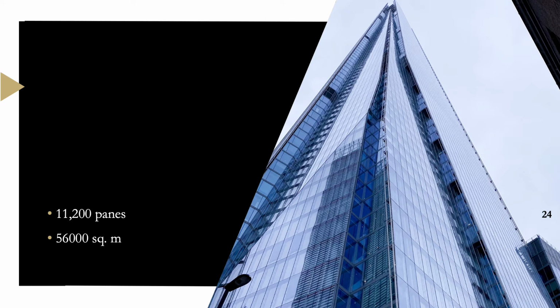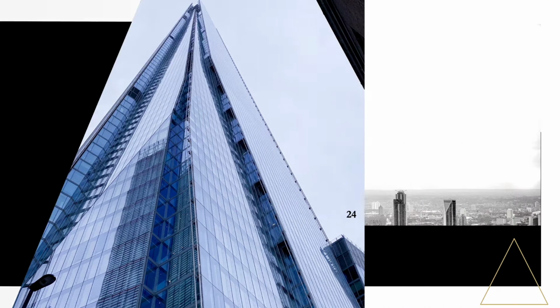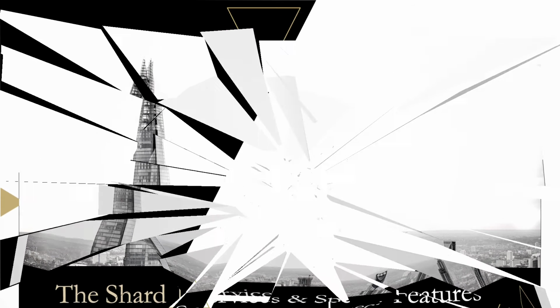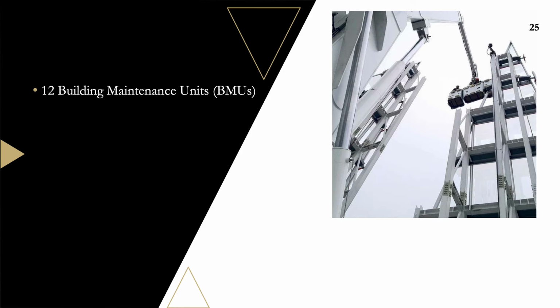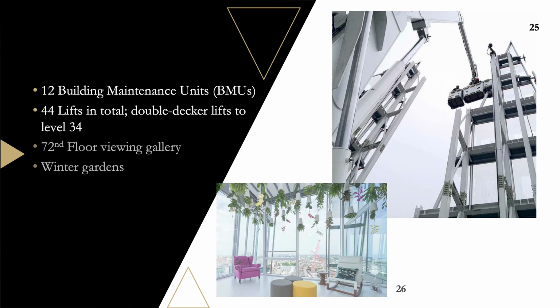The signature low iron triple glazed glass facade involves 11,200 panes and 56,000 square metres. While curtain walling is a flexible finish, it was clearly chosen for its signature appearance. 12 building maintenance units enabled cleaning and maintenance to the whole facade, compacting away in garages at level 72. Double-decker lifts travel through the core to level 34, with 44 operable lifts in total.